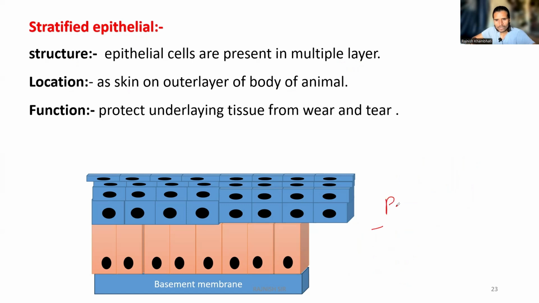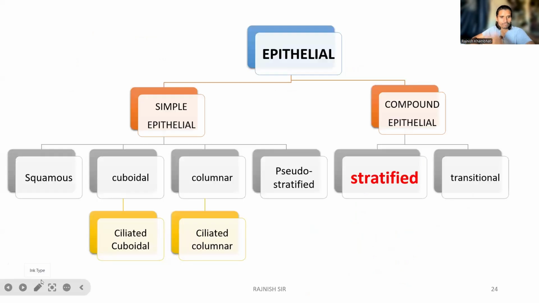Okay, it is known as pseudostratified. But this is the true one: what you see is layer number 1, layer number 2, 3, 4, and 5. These are all multiple layer tissues. So pseudostratified is over, which means the whole simple epithelial is over.